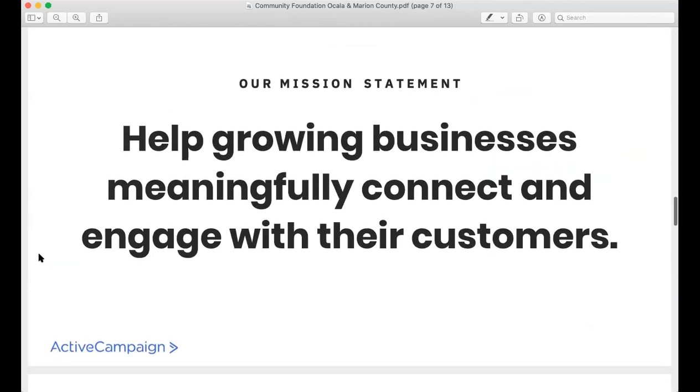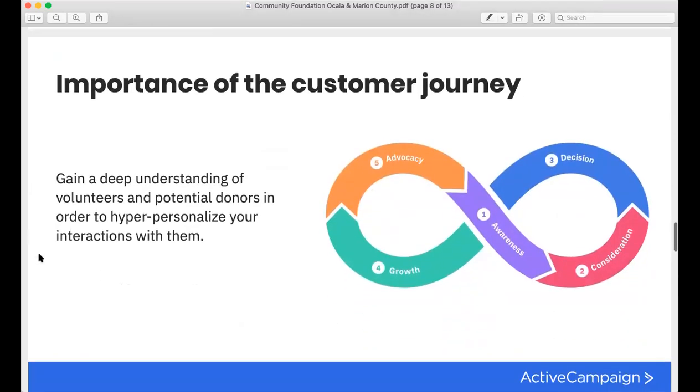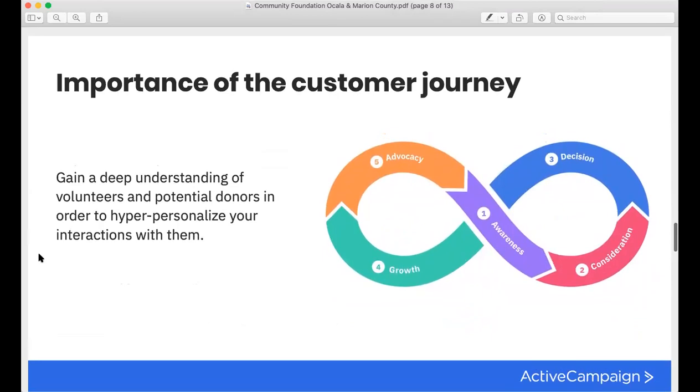And today, everything that we're going to talk about is focused on the customer experience and the customer journey, looking at ways that we can help you meaningfully connect and engage with your donors, volunteers, members, to keep them engaged. And also, it's really important, I think, especially in this day and age, to speak to everybody individually. There's so much email out there. So we want to look at ways that we can stand out and be as personalized as possible, to get the results that we're looking for.